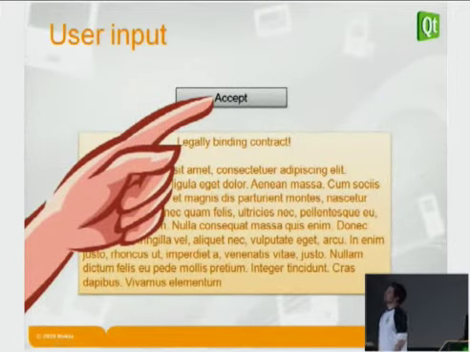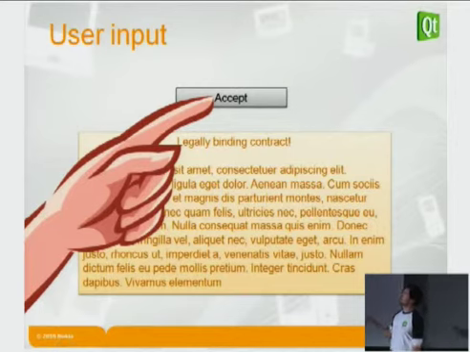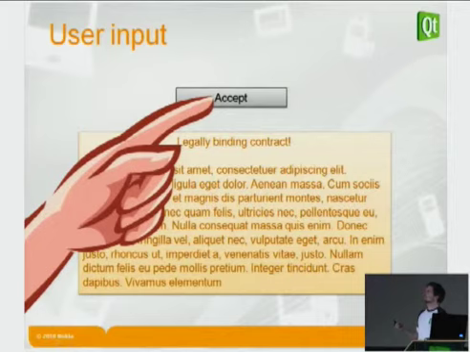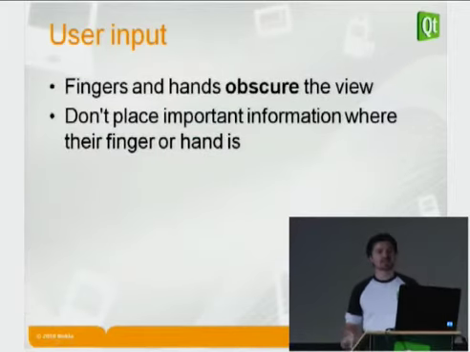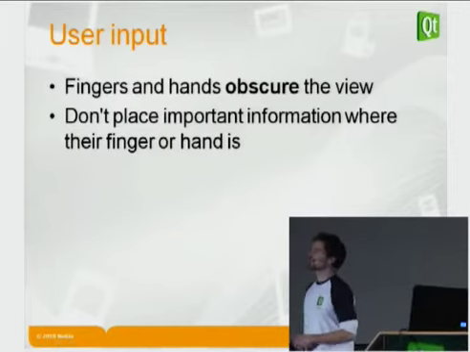So here's another one people don't think about when they design for mobile. Your hands cover a big area of the screen. In this case, I have a legally binding contract. I like that, don't I? And you have the accept button placed on top. Fingers and hands obscure the view. Don't place important information where your finger or hand is.